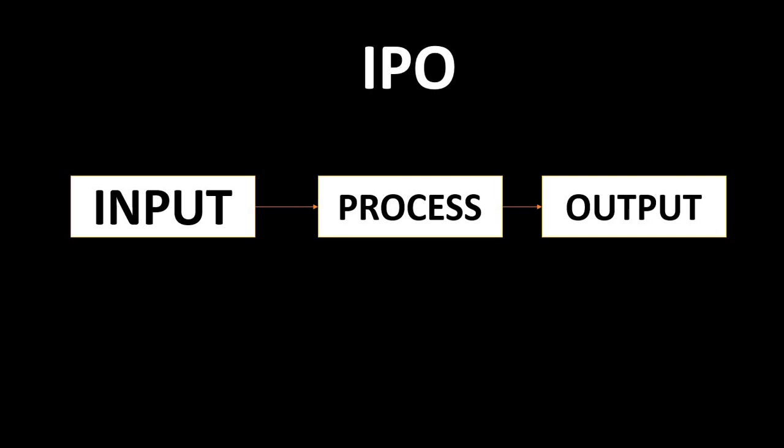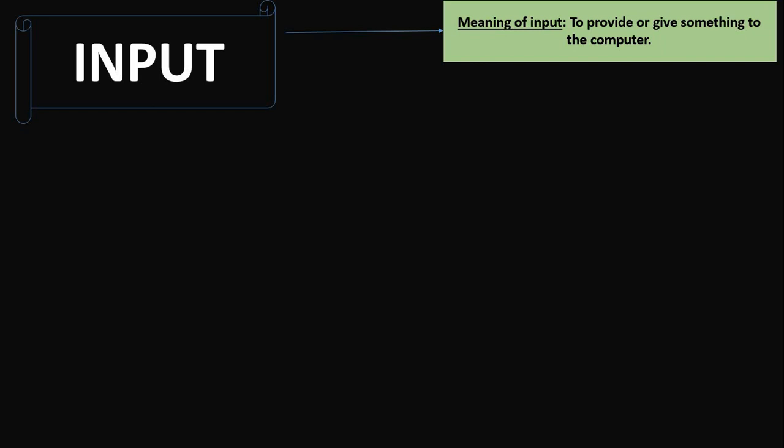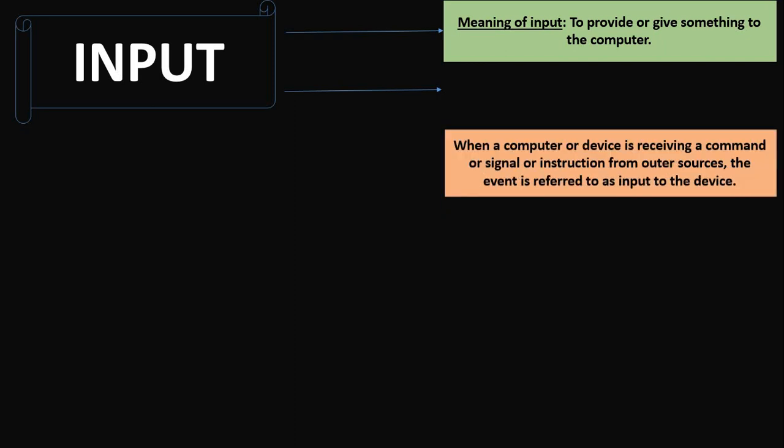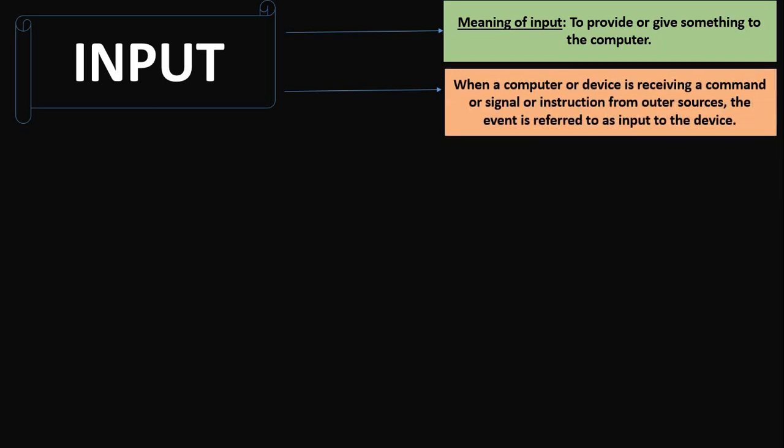Now, we know that IPO principle states that some input is given to the computer, it does the processing, and the output is obtained. Let us learn each of these terms individually. Input. What is meant by input? Input means to provide or to give something to the computer. That is, whenever a computer or any device is receiving a command or a signal or instruction from outer sources, this event is referred to as input to the device.